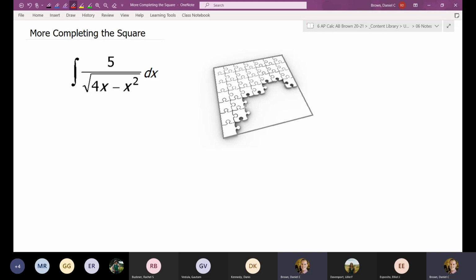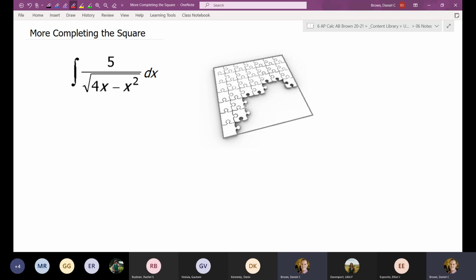Any guesses of what inverse trig formula this one is going to eventually use? Arcsine. It is going to be arcsine. You can rule out arctangent pretty easily because you see the square root sign. It is going to eventually be arcsine, because there's not really anything outside that square root, so it isn't going to be an arcsecant one.